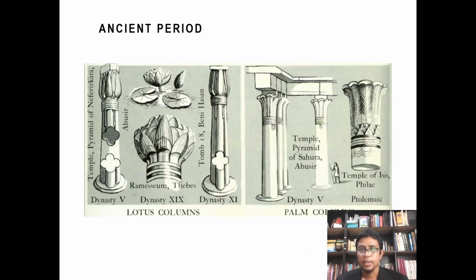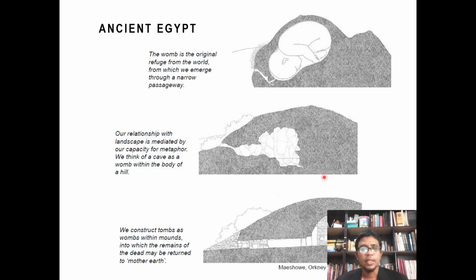Okay, and some of the temples in Egypt also use palm columns, and others surrounding plants. Okay, this is another example, the cat temple, inspired by the worm. Here you can see that applied into the design of the temple.